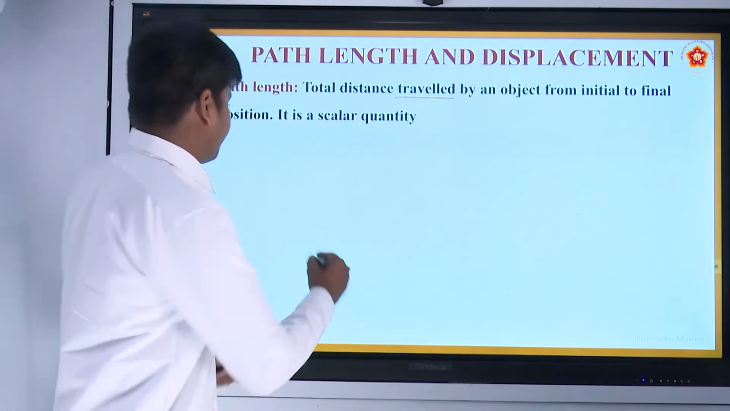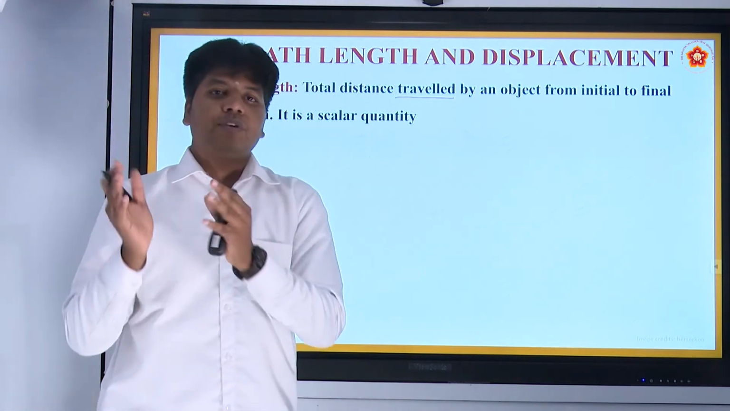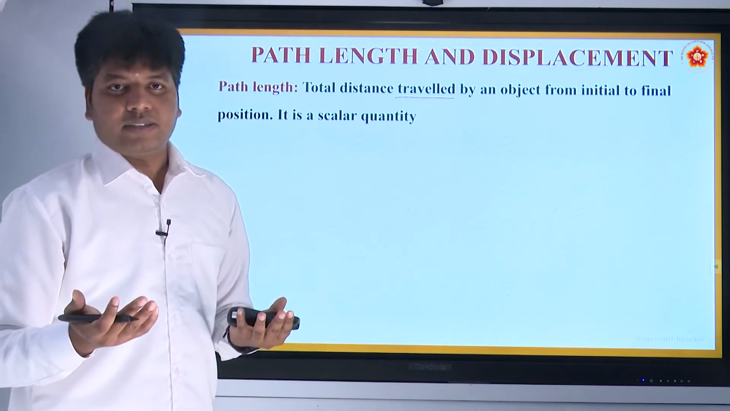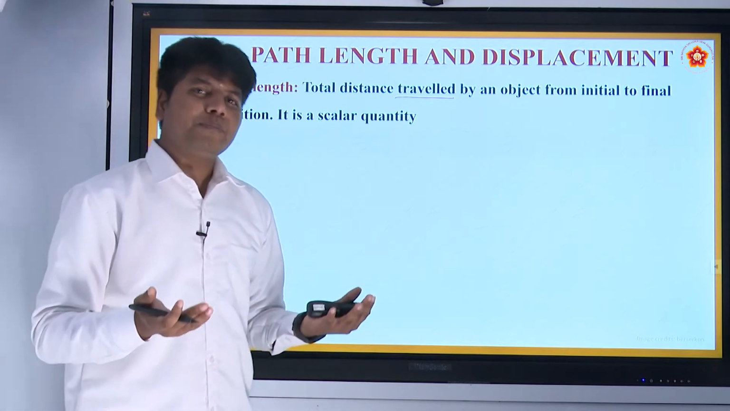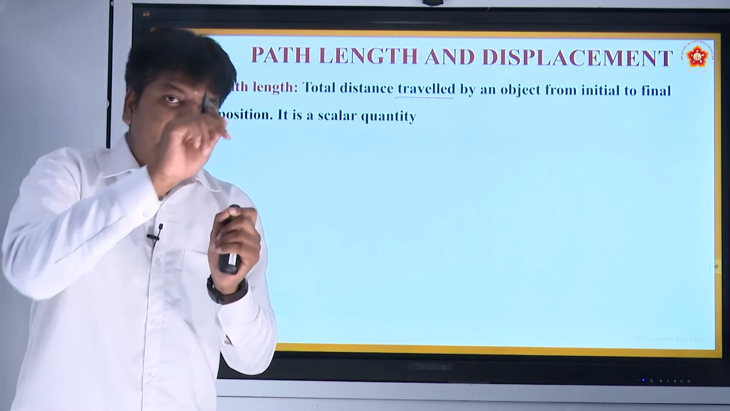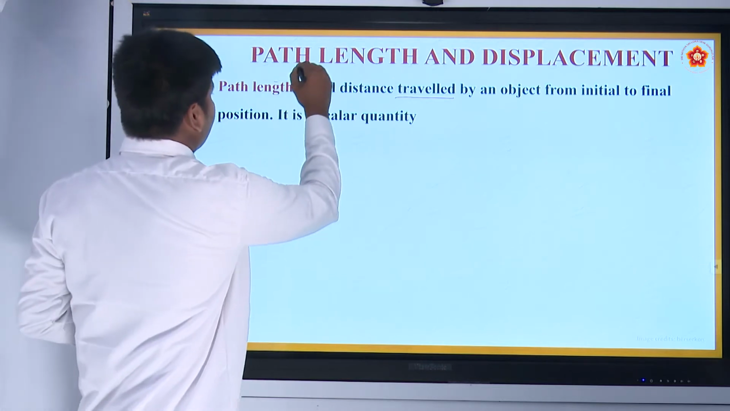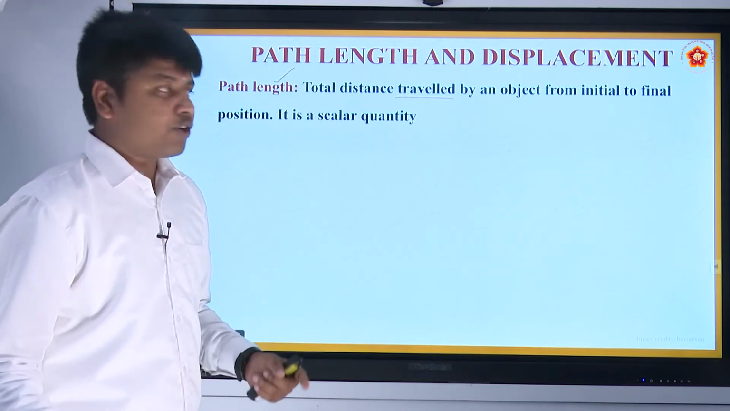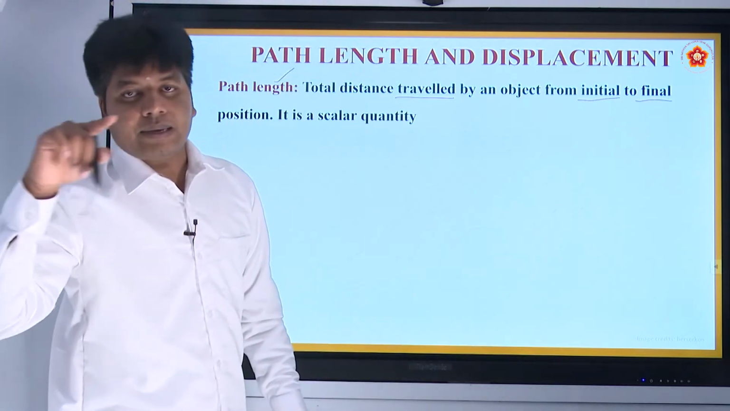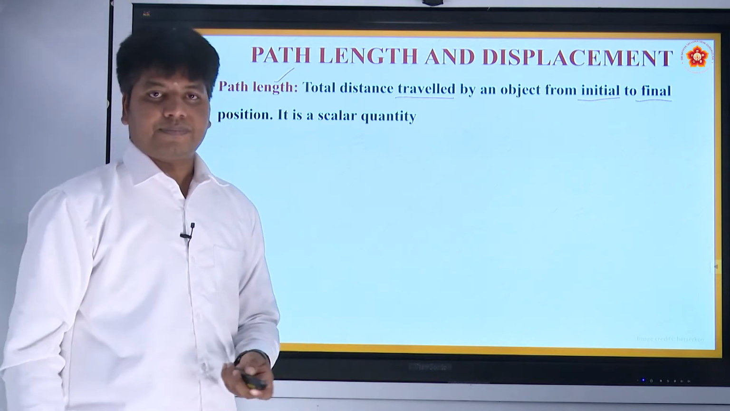So if it starts from some point and goes to some other point, from the initial position to the final position, it may take any number of turns. But we are discussing the length of the path it took. If you measure the length of that path, it gives your path length. From where to where? From a starting point to a final point. If you measure the length of the path taken by the object, that becomes your path length.